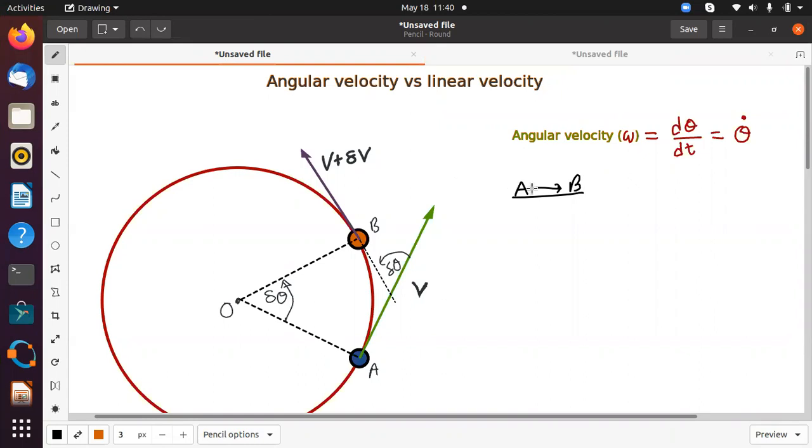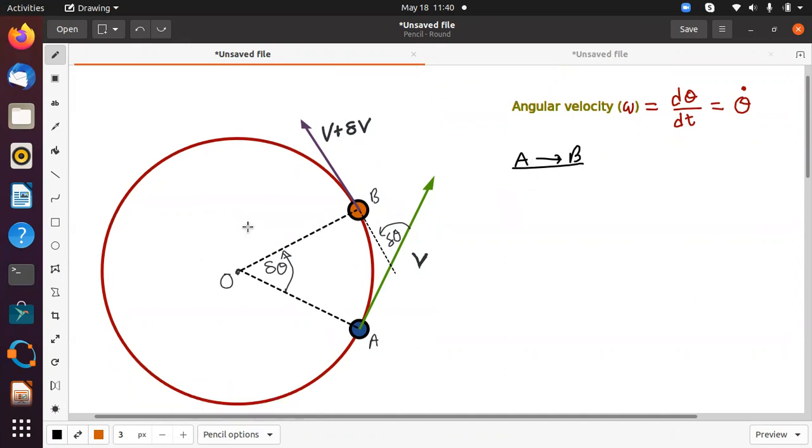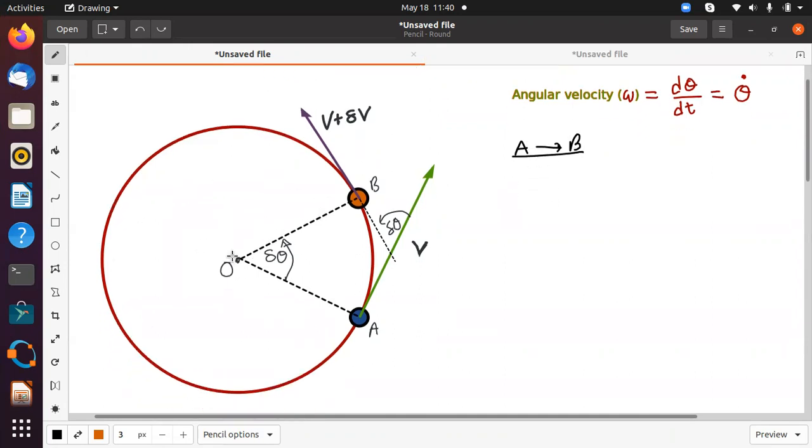Hello, guys. In this video, we're going to derive the necessary equations for circular motion, and we'll start with defining what angular velocity is, and we're going to obtain a relationship between angular velocity and linear velocity. If we look at this picture here, this is a particle that is moving on a circular path.